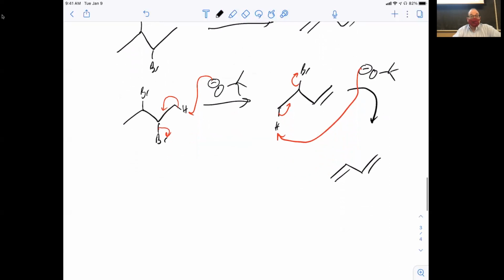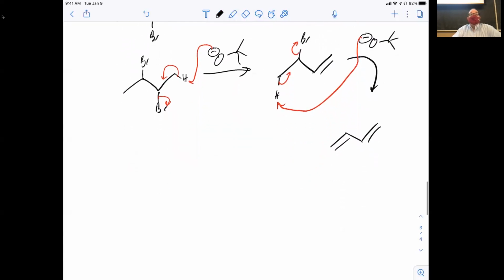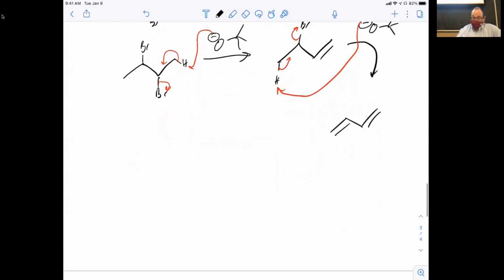Straightforward so far. Everybody remember these mechanisms? Yes, Dr. Morvan, remember E2? All makes sense. Starting to come back. Okay.